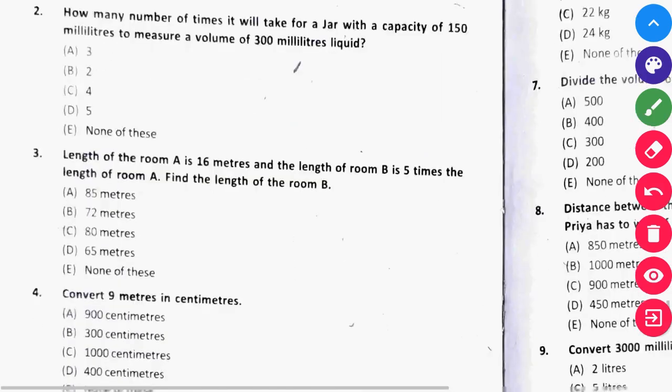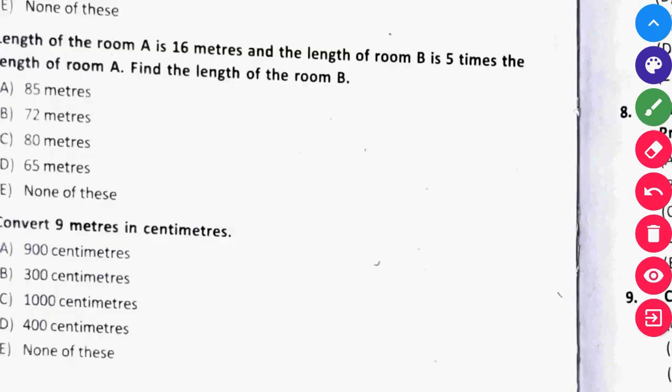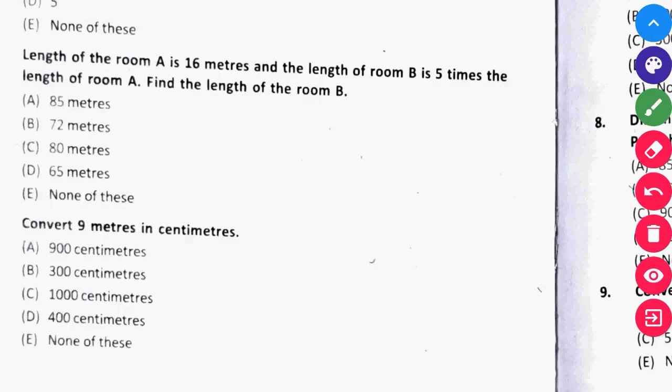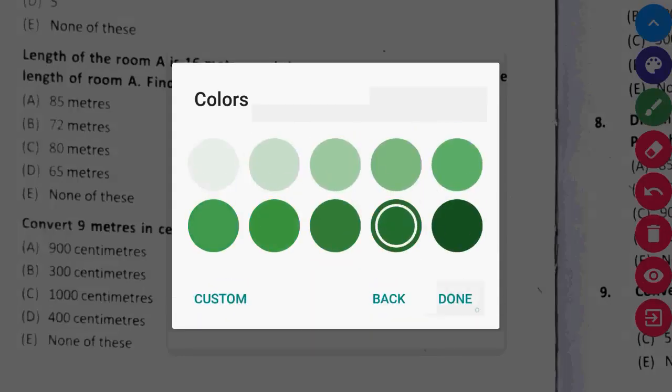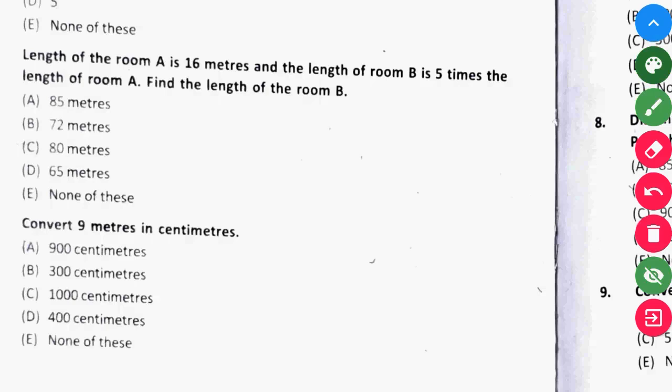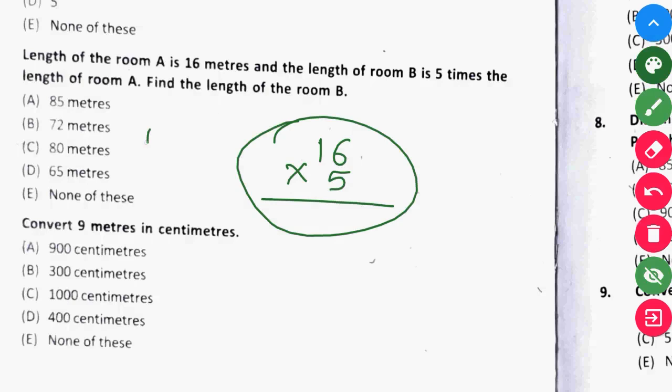Now the third question is: the length of room A is 16 meters and the length of room B is 5 times the length of room A. So find the length of room B. Now see, the length of one room is given and the other room is 5 times longer than the first one. So what we are simply going to do here is 16 multiplied by 5, and you will get your answer. This is for homework.